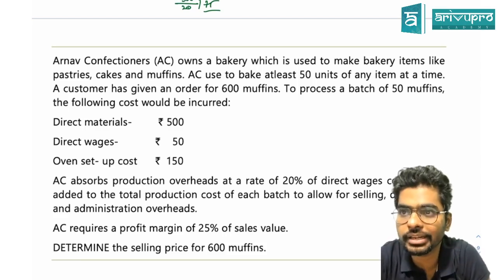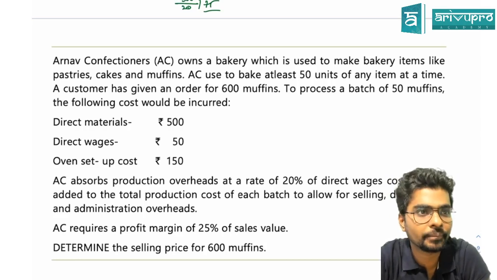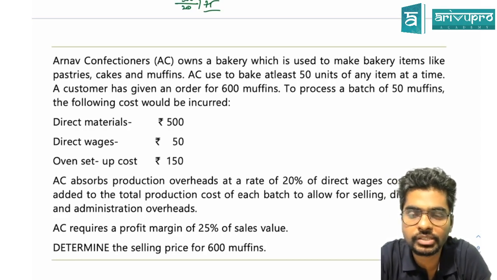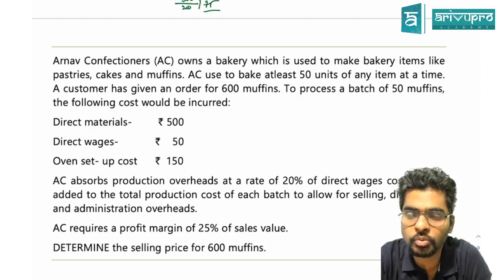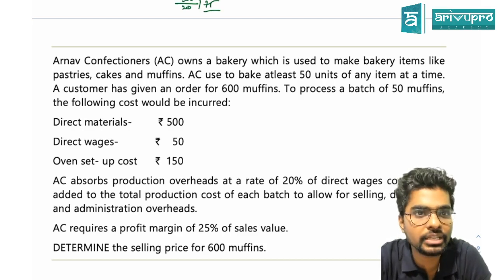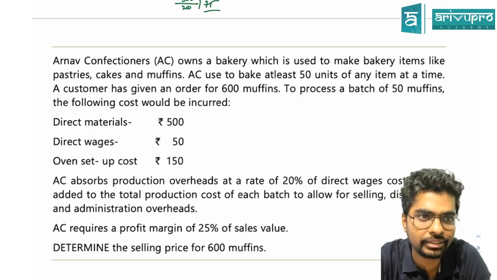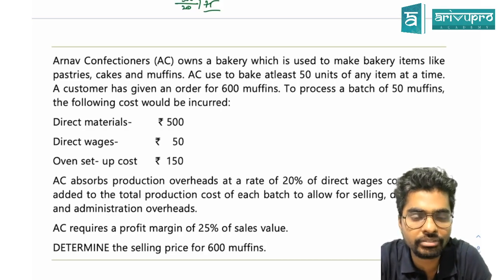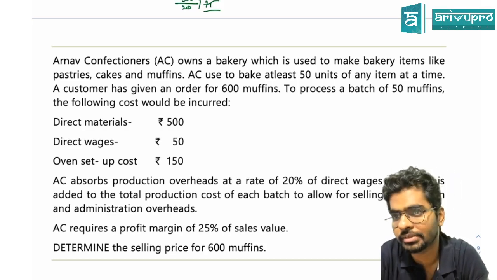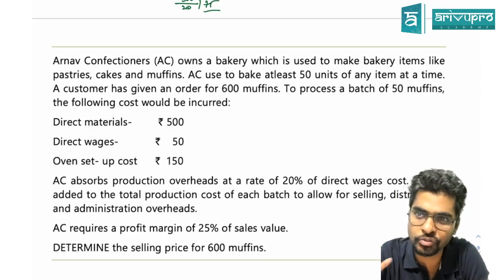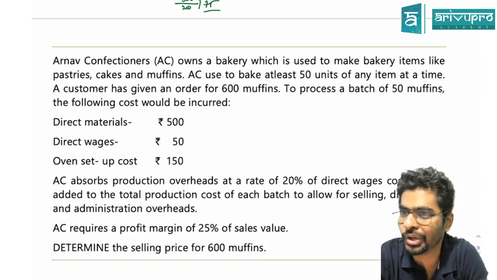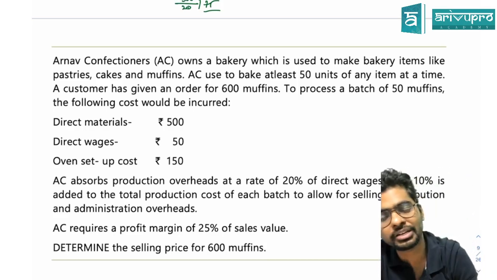Let's try understanding in very basic terms. What are they saying? Arnav Confectionaries owns a bakery which is used to make bakery items like pastries, cakes, and so on. AC used to bake at least 50 units of any item at a time. The customer has given an order for 600 muffins. So what is he saying? Boss, every time I am producing, I will produce 50 units at a time, not one cupcake at a time.